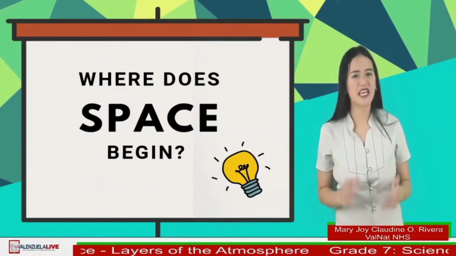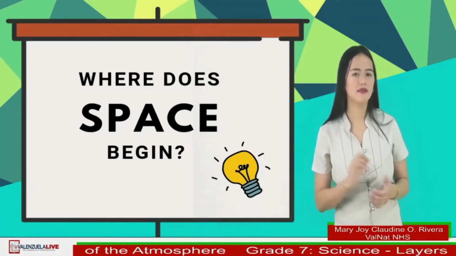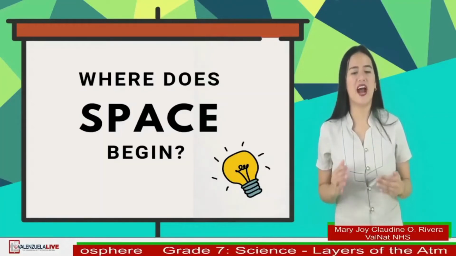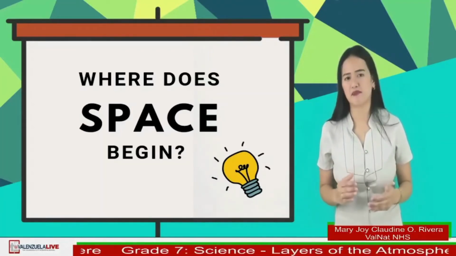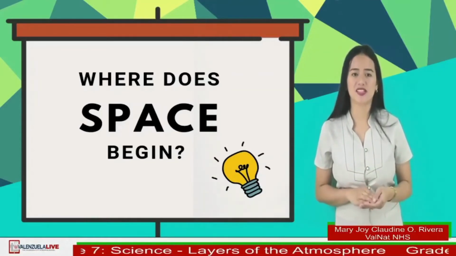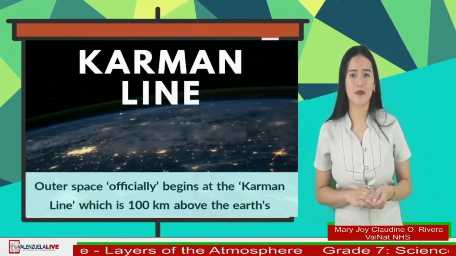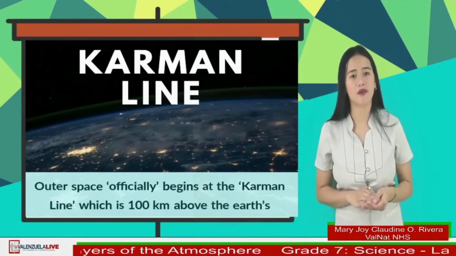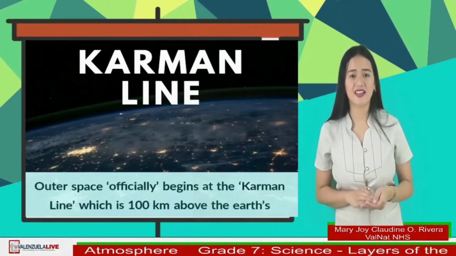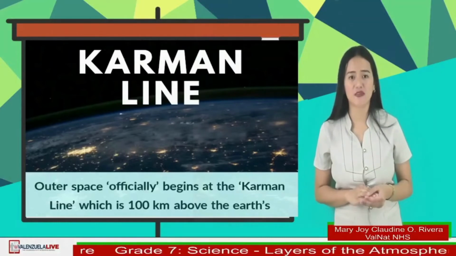But now, the big question is, where does space begin? While there's really no clear boundary between where Earth's atmosphere ends and outer space begins, most scientists use a delineation known as the Kármán line. It is located 100 kilometers or 62 miles above Earth's surface to denote the transition point, since 99.99% of Earth's atmosphere lies beneath this point.